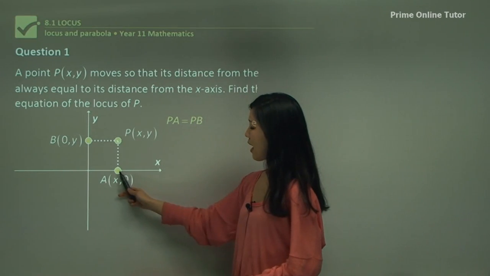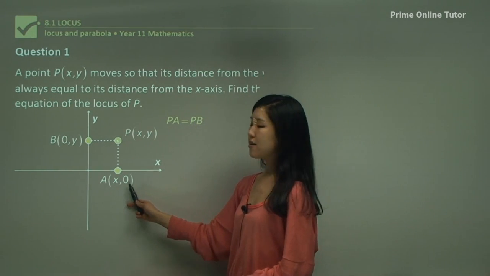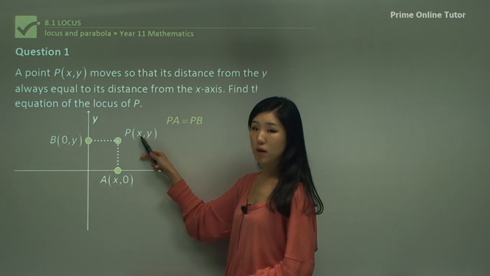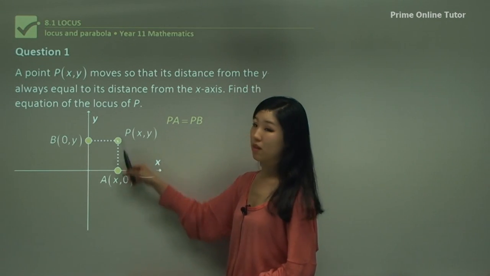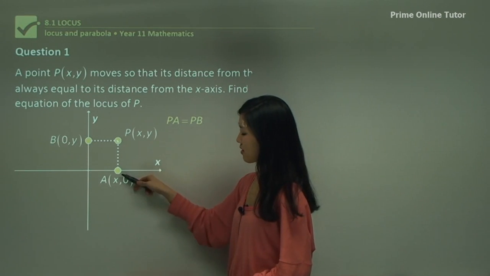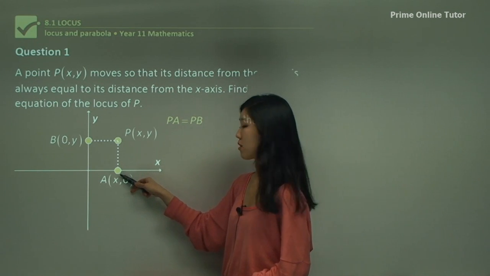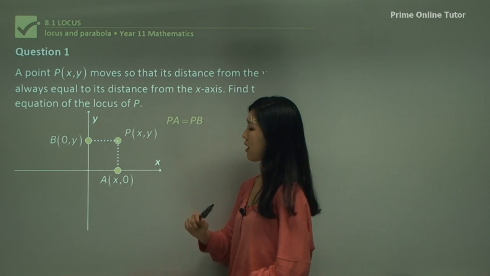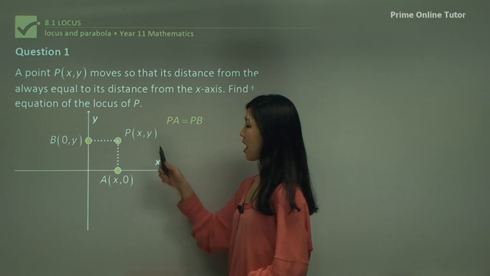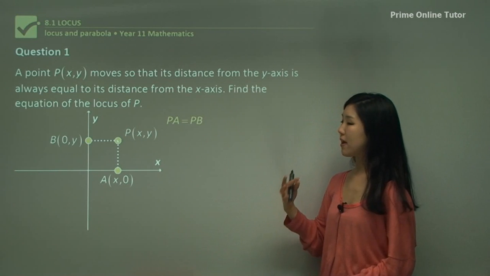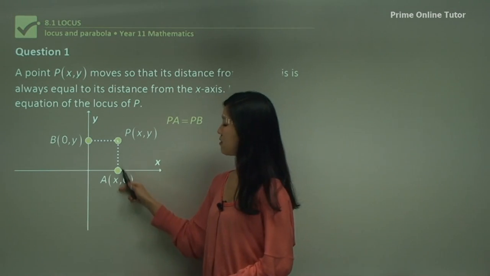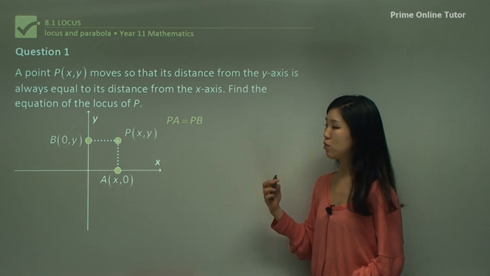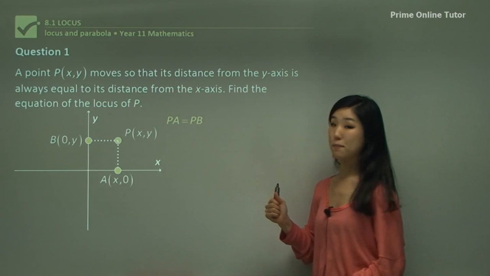Now A is going to be x, 0. I don't know what x is because this point can vary, but it will always be the same x value as this one because they're vertically on the same line. So this x-coordinate will be the same as this x-coordinate. On the x-axis, y is always 0, so that's why I put 0 there. Now P is (x, y), so I can say that PA equals PB because this distance equals this distance all the time. That's how P moves. P must move so that PA is always equal to PB.